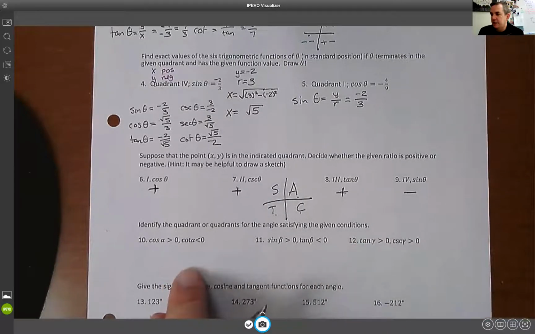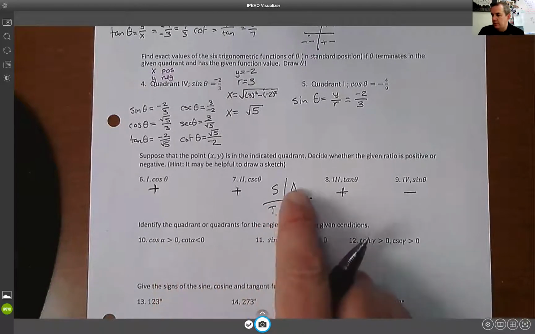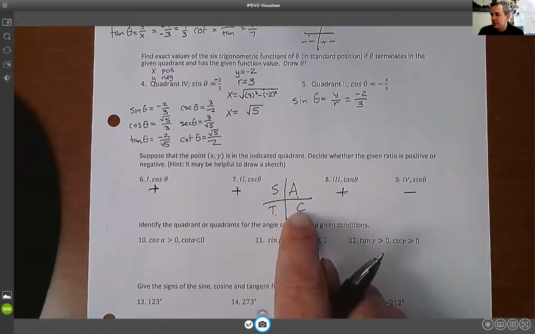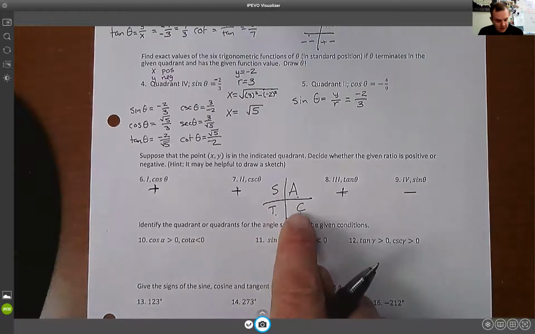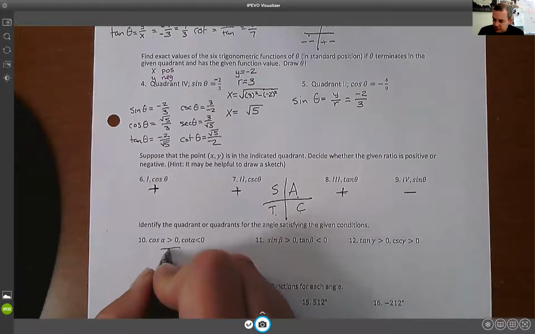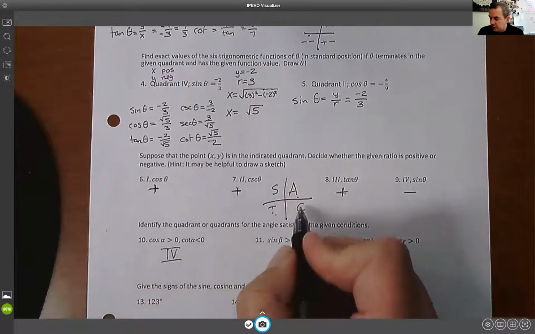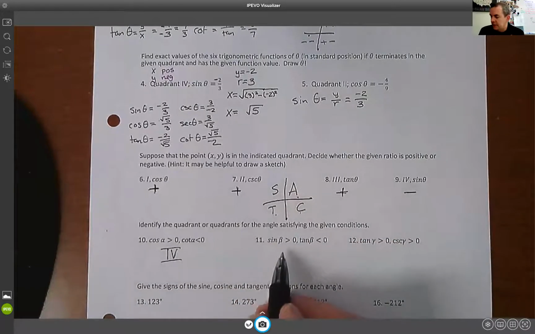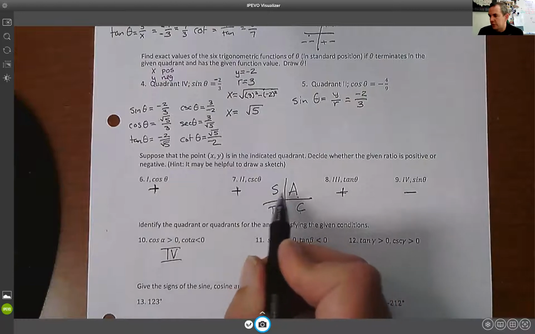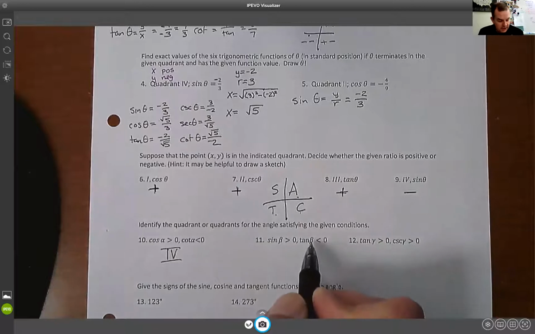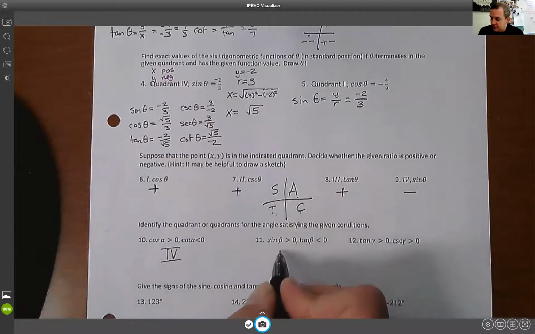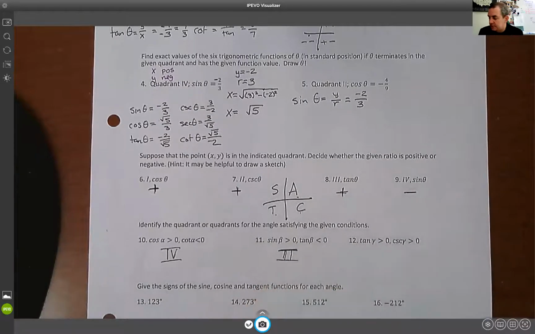Same idea follows here. Cosine, where is cosine positive? Well, cosine is positive in these two places, but I want also the cotangent to be negative. Well, there's only one place cotangent is negative, and in this case, it's quadrant 4, because in quadrant 4, only cosine is positive. This one's saying sine positive. Well, these are the two, 1 and 2. Quadrants 1 and 2 are where sine is positive. I only want where tangent is negative. So in this case, quadrant 2.